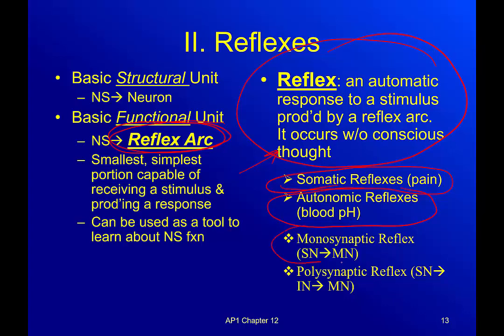We've got two types of reflexes, monosynaptic and polysynaptic.